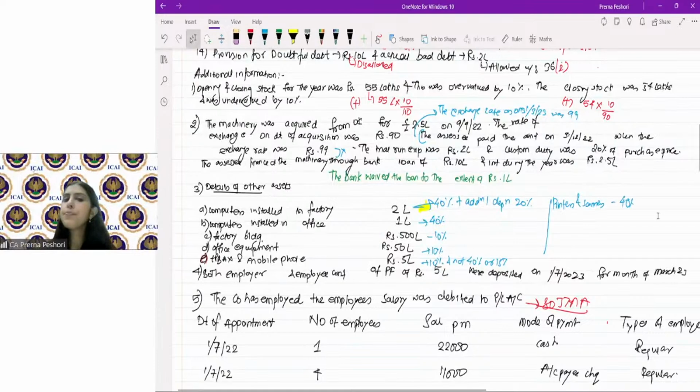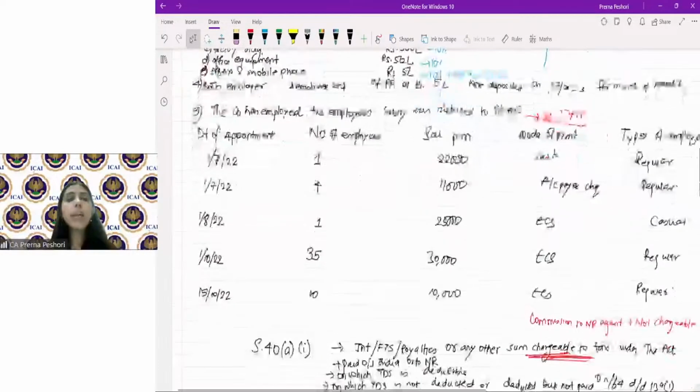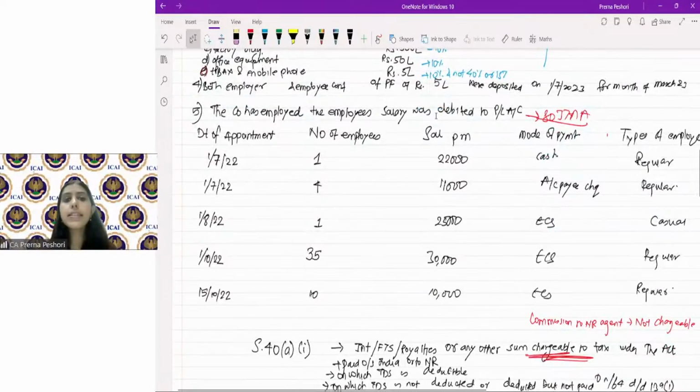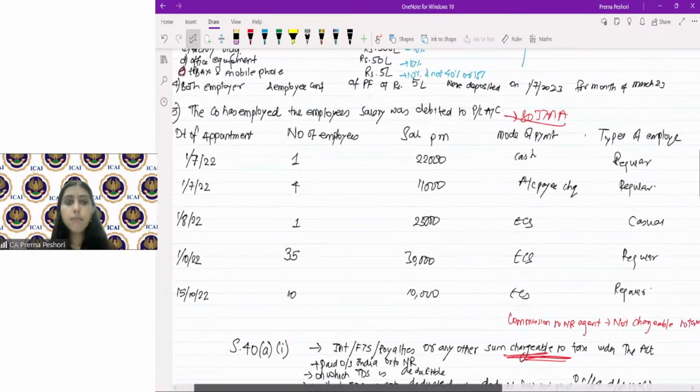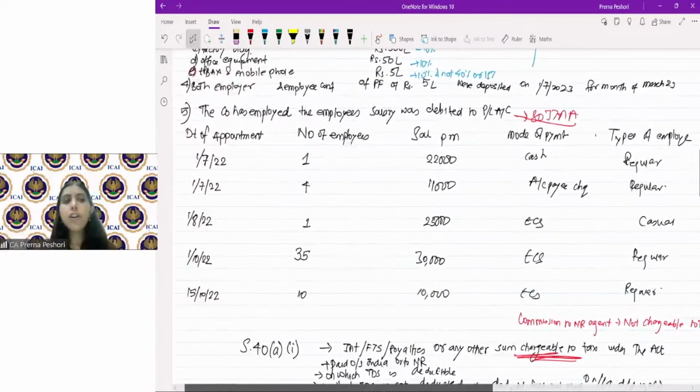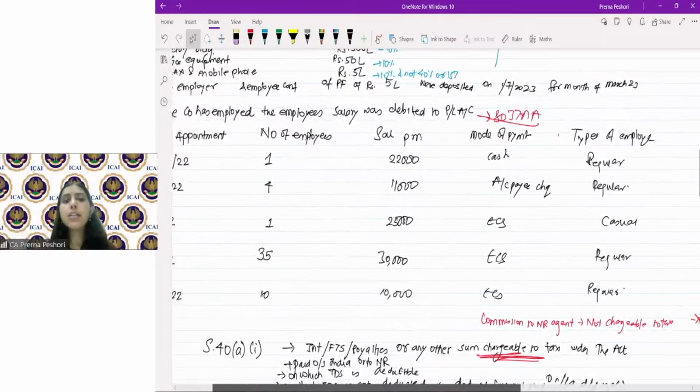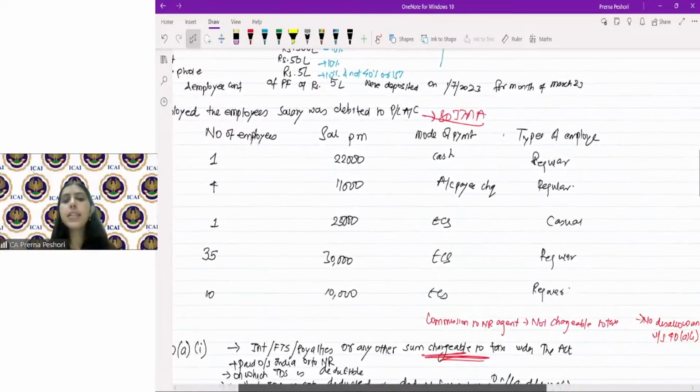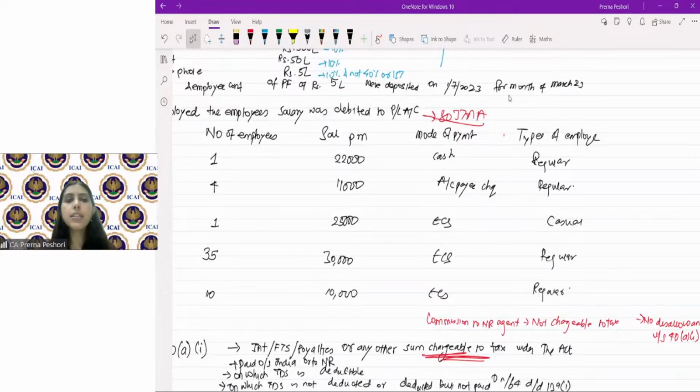Are we clear? Okay. The last adjustment, the company has employed the employees. Salary was debited to the P&L account. Date of appointment is given, number of employees is given, salary per month, mode of payment, and type of employee is given. Now tell me about the 80JJAA impact. The first is salary per month is 22,000. Mode of payment is in cash. The employee is a regular employee. What will happen in this case?